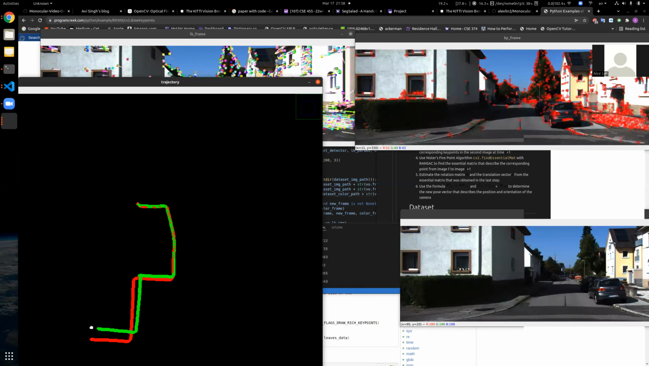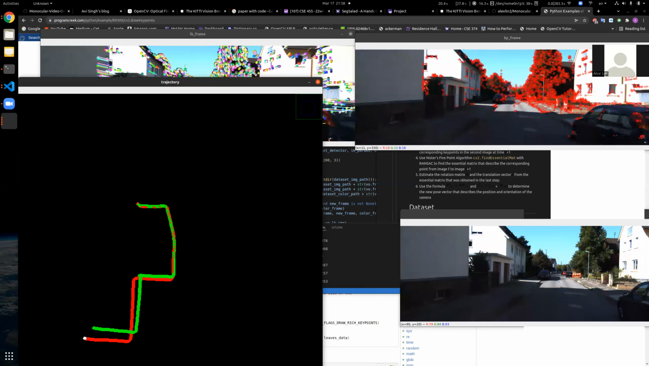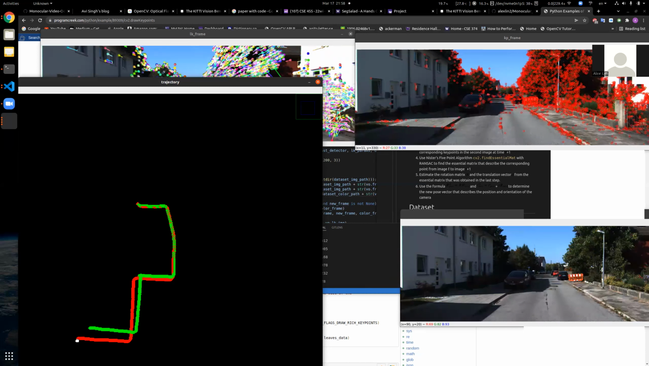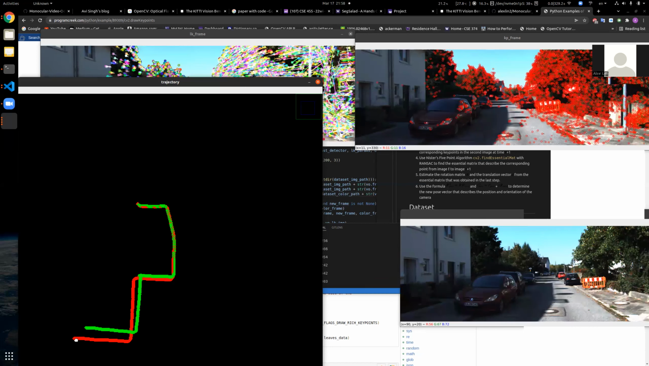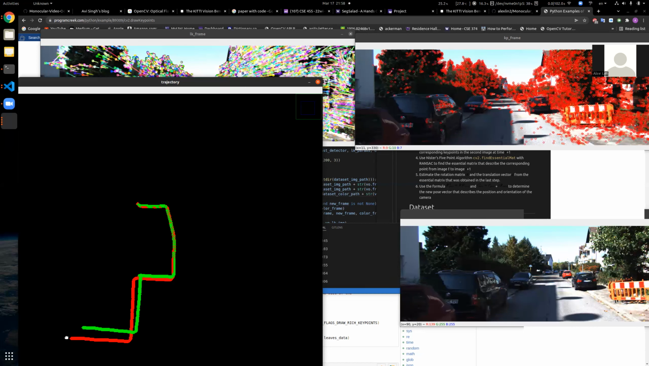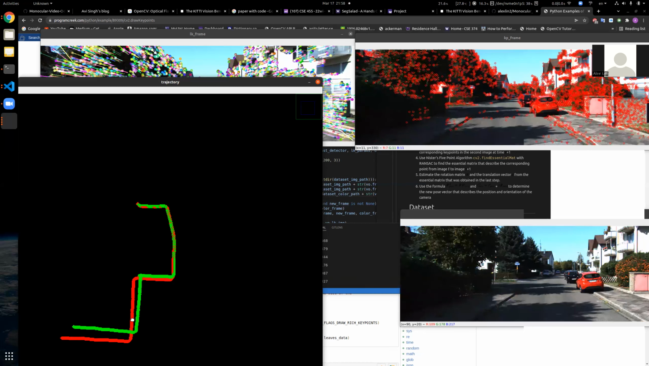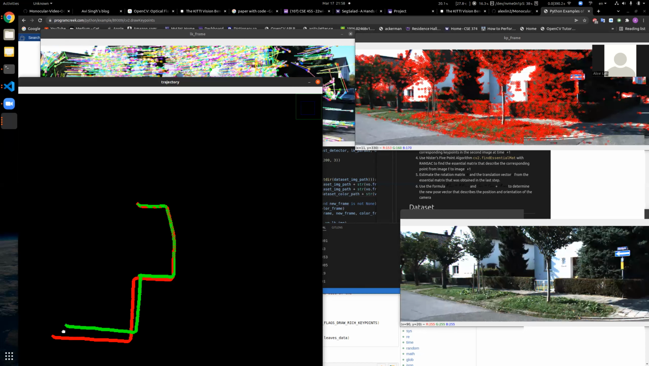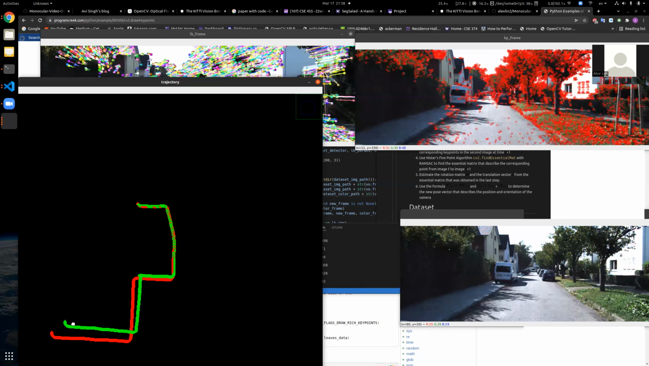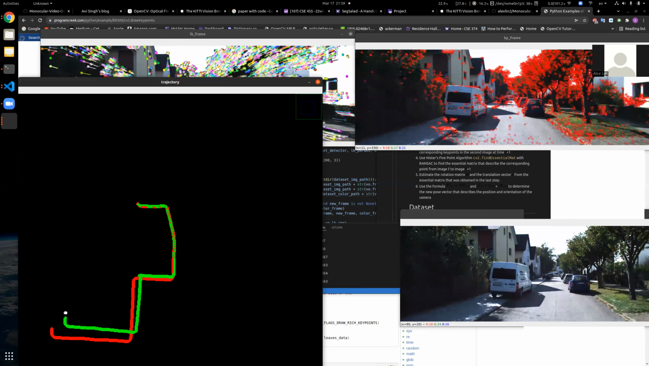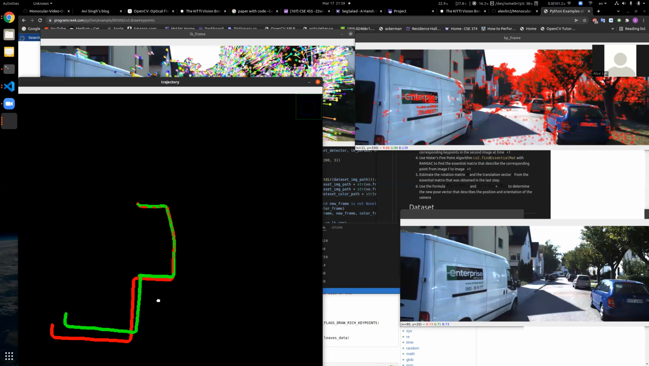The unit is in meters. As you can see, as time progresses, the predicted trajectory deviates from the ground truth trajectory, but it's still pretty close. So it is pretty much correctly predicting the distance traveled by the camera and the orientation of the camera.